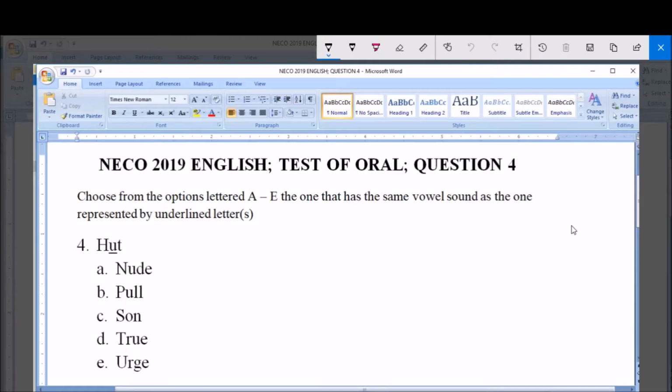This is NECO year 2018 English past question test of oral, question number 4. So we are still using the same instruction to answer this question, which says that we should look out for the word among the options that contains the same vowel sound as in the given word. The given word here is aunt, not ought.